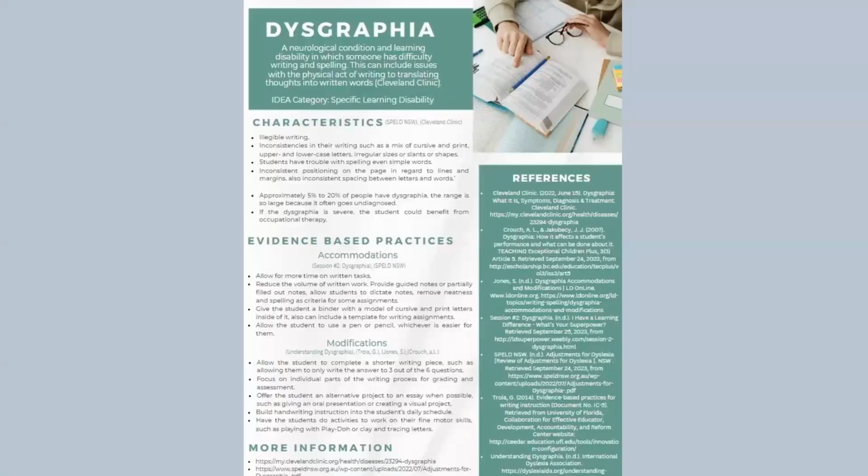Here is a copy of the handout. These accommodations and modifications are all things that I have just gone over. Also on this handout, I would like to point out that approximately 5 to 20% of people have dysgraphia. Now, this is a large range, and the reason it is so large is because most of the people with dysgraphia often go undiagnosed.